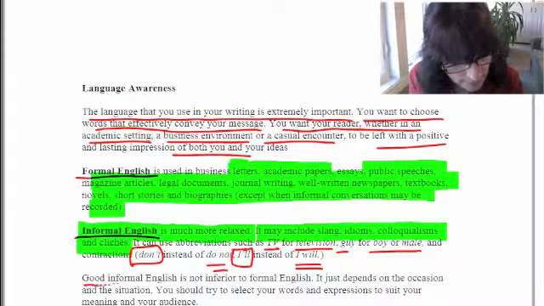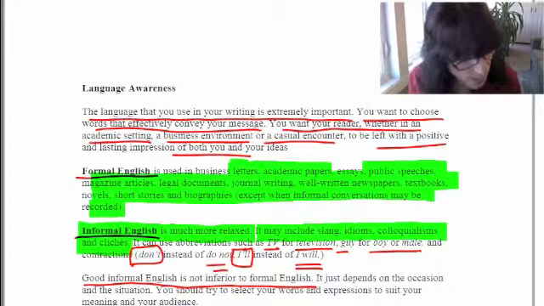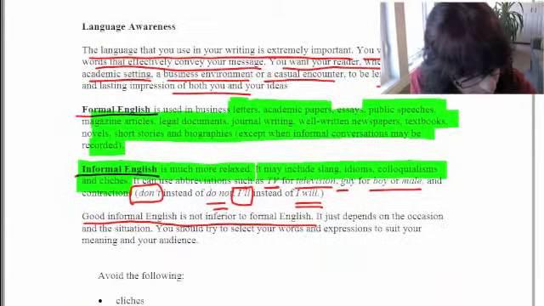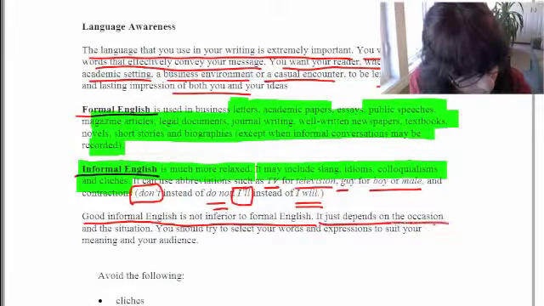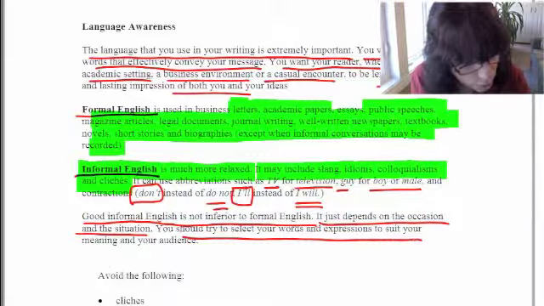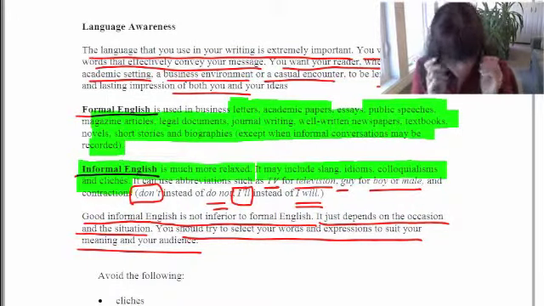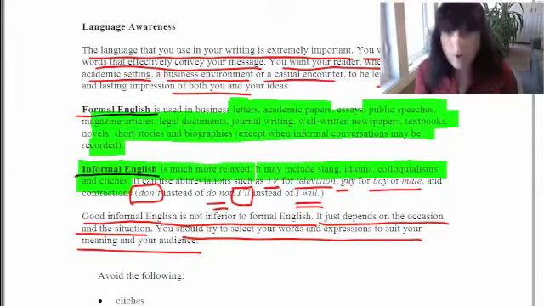Now, that's not to say that good informal English is inferior to formal English. It's not. But what this does mean is that it depends on the occasion and the situation. So you should try to select your words and expressions to suit your meaning, to suit your audience, and the purpose of your writing. So I have divided this video into two parts.